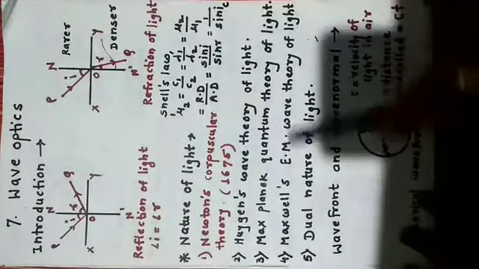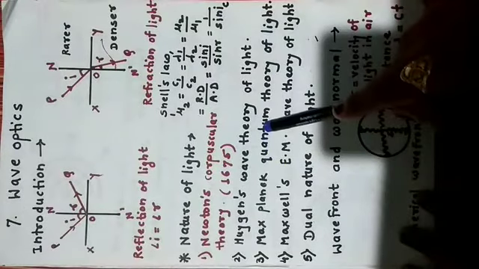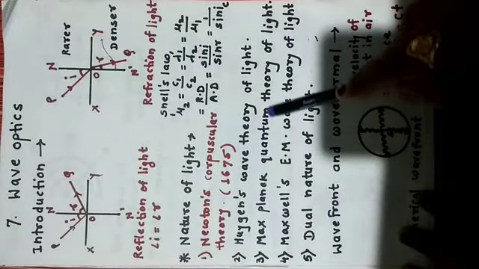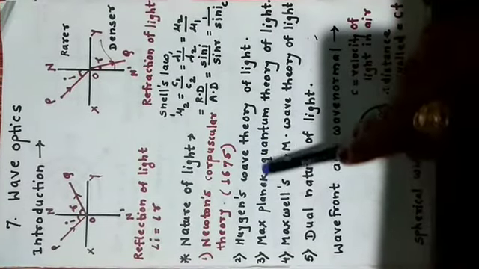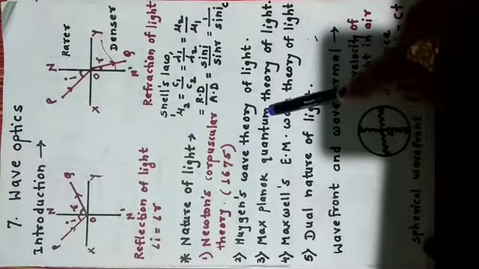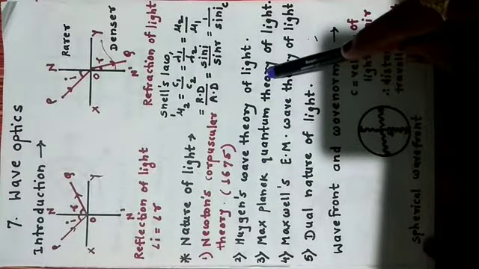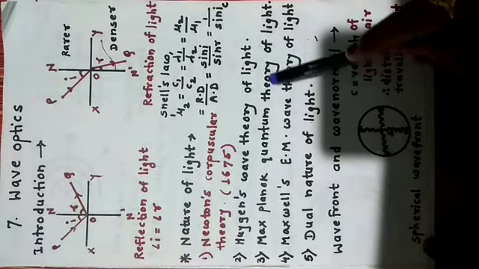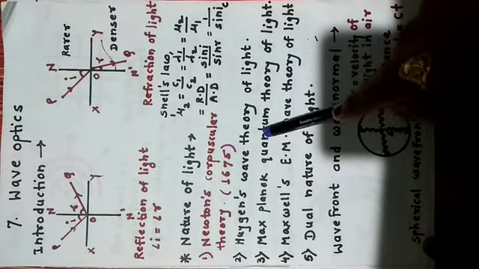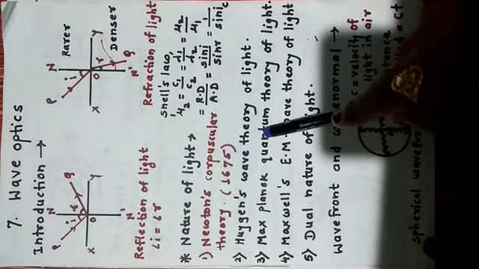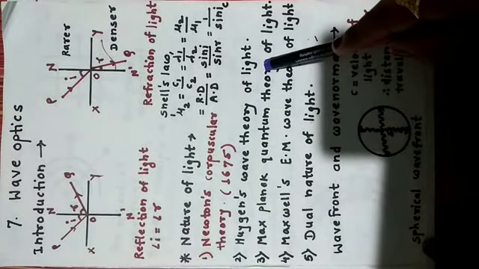Okay, so now the third theory is Max Planck's quantum theory of light. Max Planck's quantum theory is related to the photon nature of light. According to Max Planck, light propagates in the form of quanta, meaning in the form of photons, and each photon has energy equal to h nu.